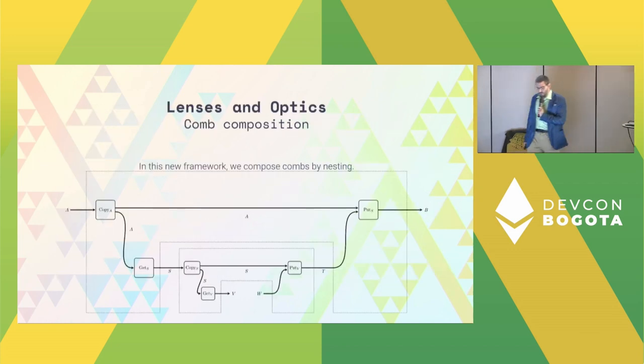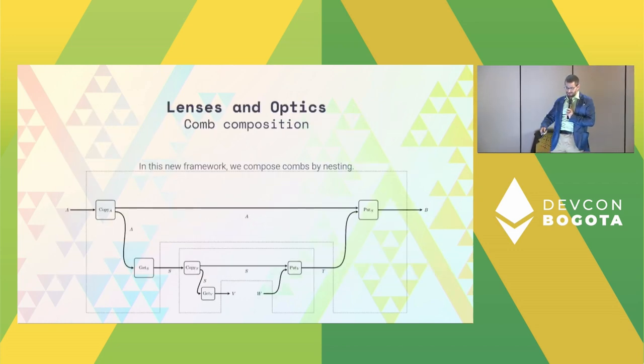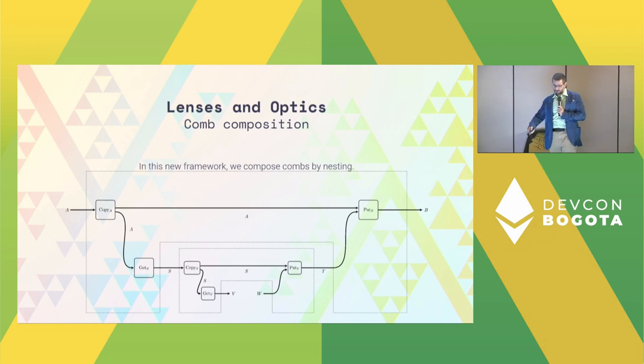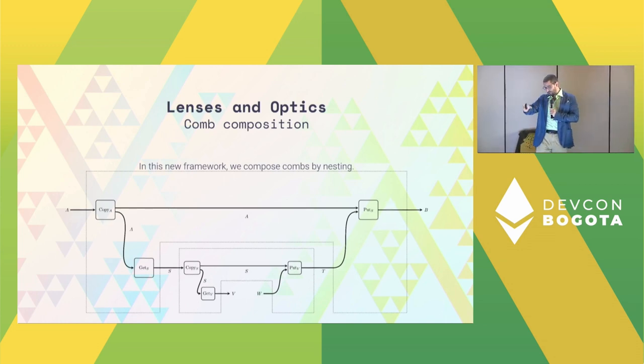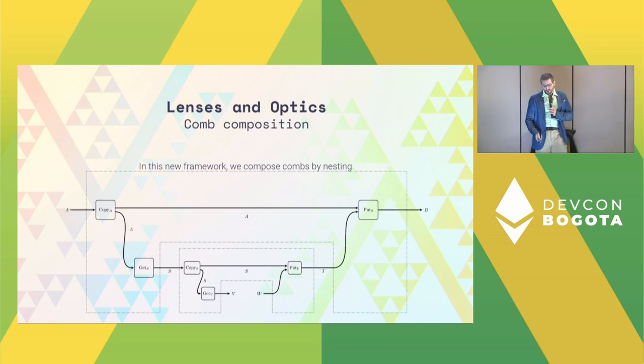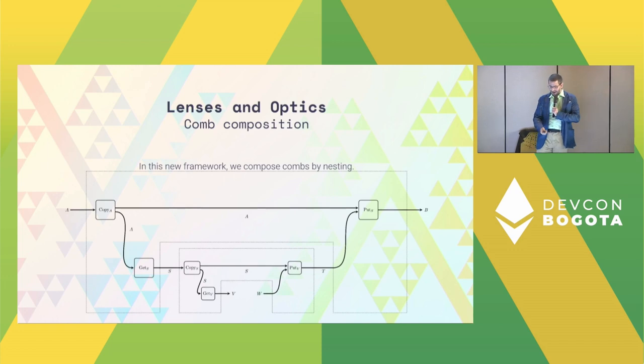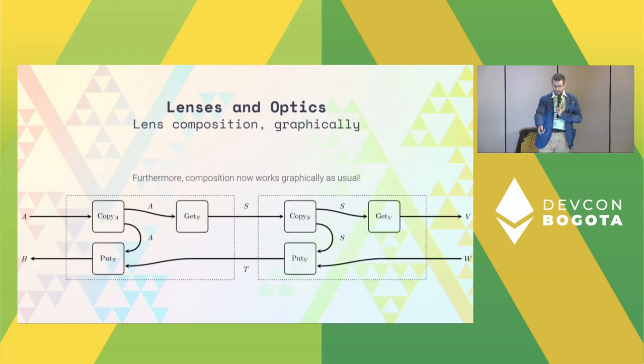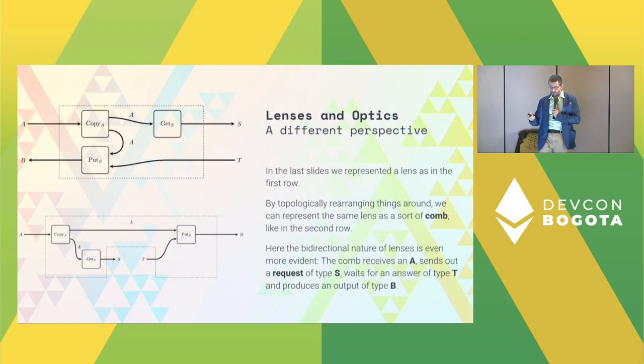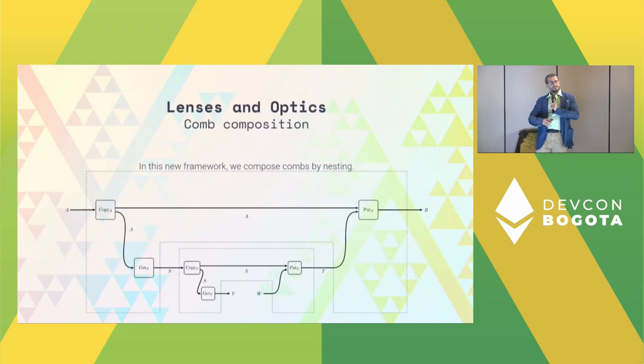And, you know, in this framework, the composition will be nested. It would be of this sort. You are basically composing combs by substituting a comb in the hole of the bigger comb. And again, this composition is exactly the same when you follow the processes and the interconnections of this one. This one and this one are the same thing. We just deformed the way we arranged the diagrams.